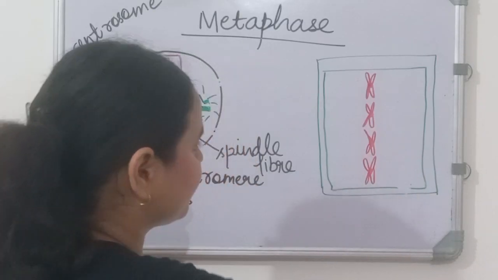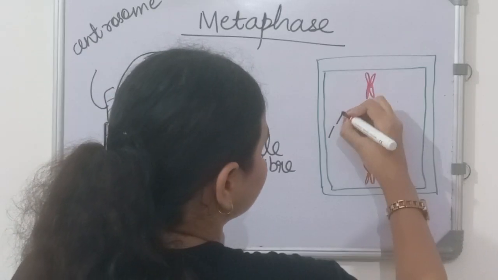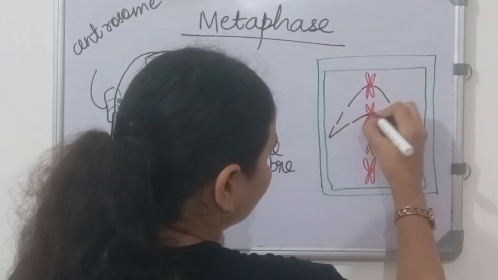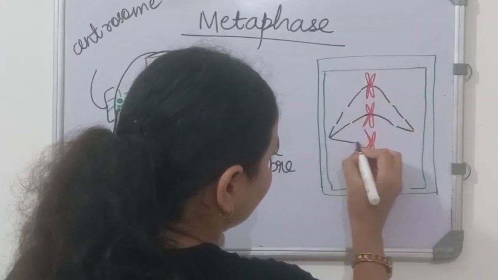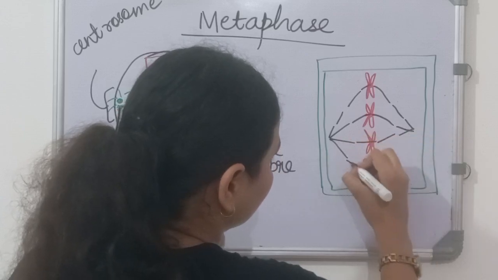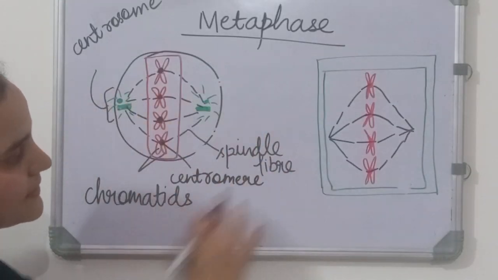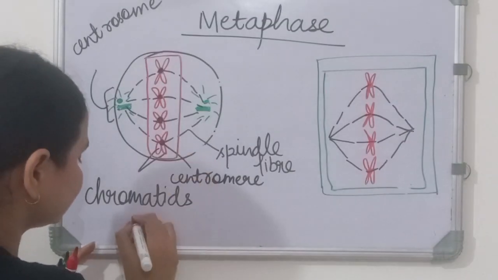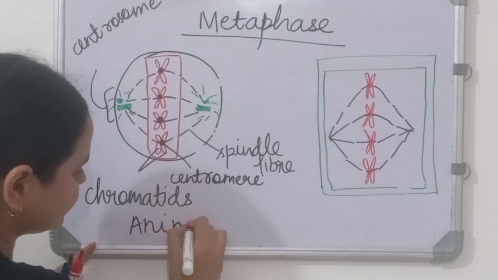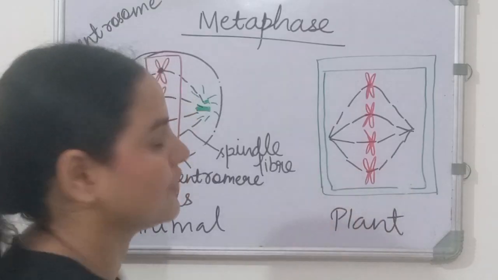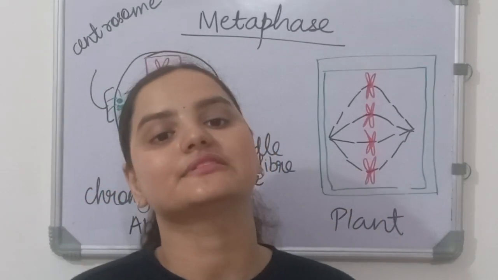Then with the help of spindle fibers, they are attached. Mark by yourself the same labeling in this case also. This is animal cell and this is plant cell. Now let's study the next stage, which is anaphase.